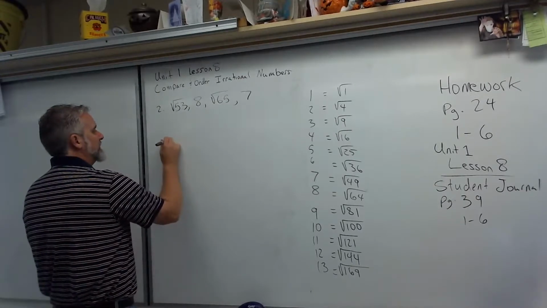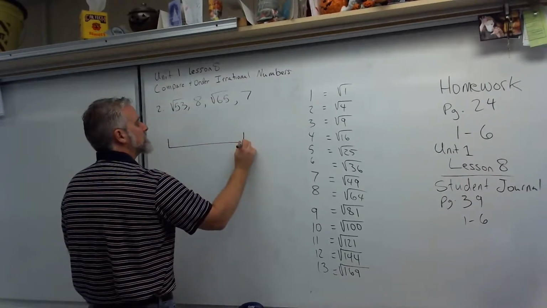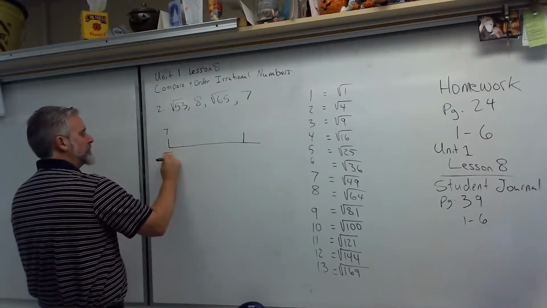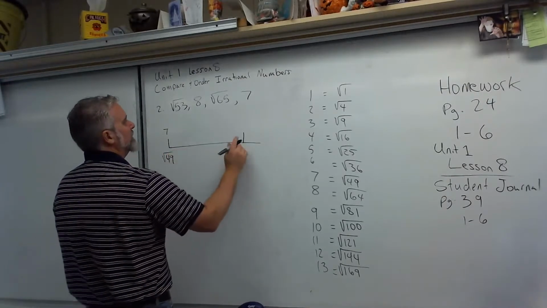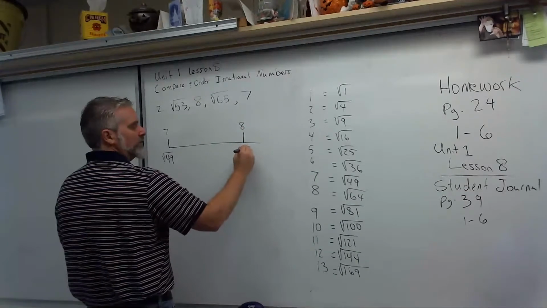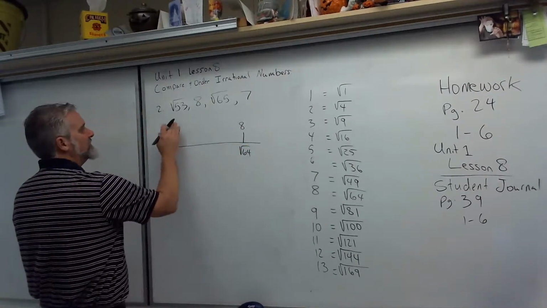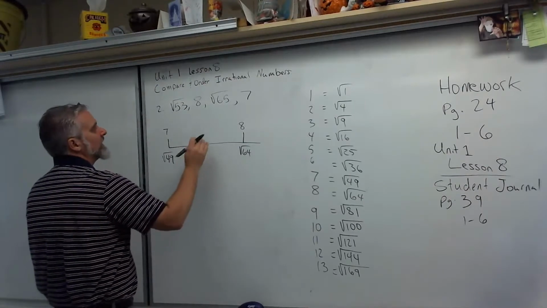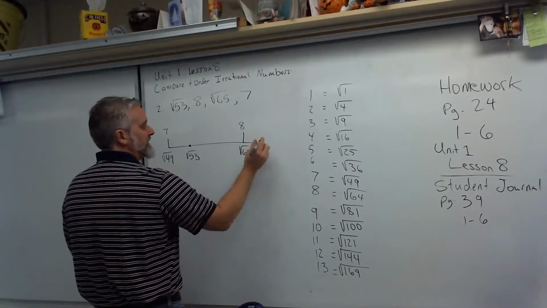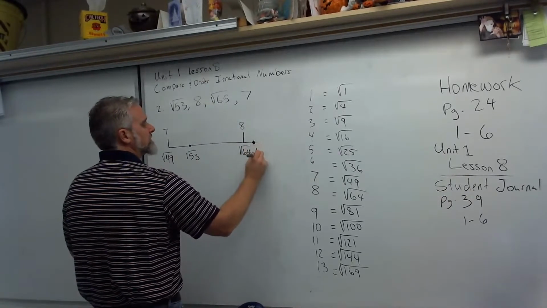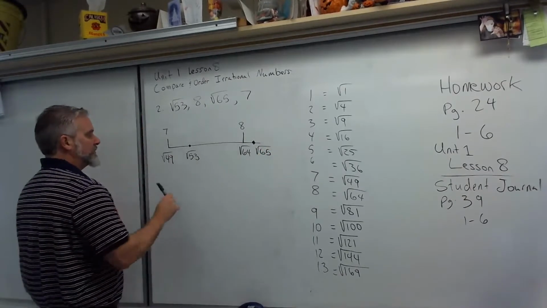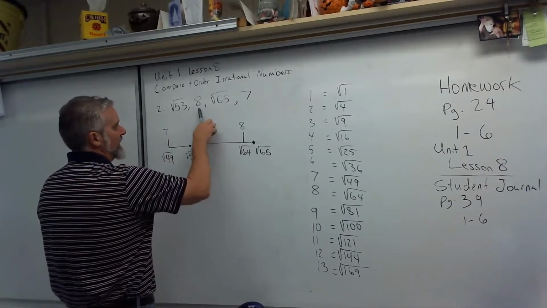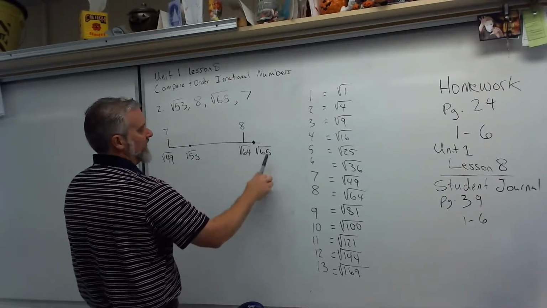So I'm going to start off my number line here. Down here we're going to have 7, which is equivalent to √49. And then over here we will have 8, which is equivalent to the √64. And then √53 will go in between here. And then √65 is going to be past the 8, like so. So going in order again: 7, which is the √49, then √53, then 8, which is the √64, then our last one, √65.